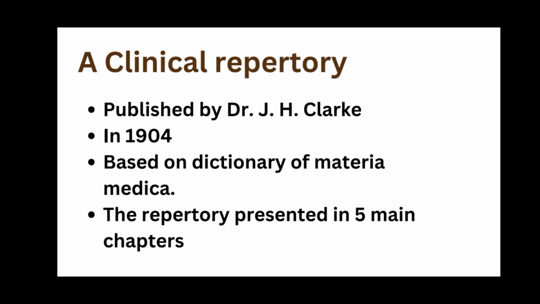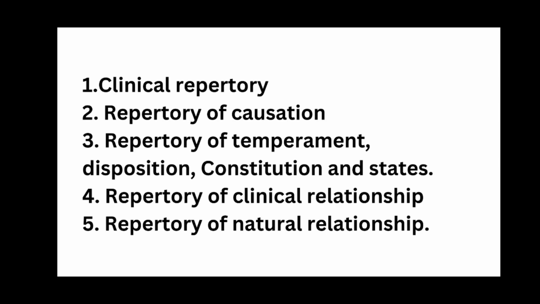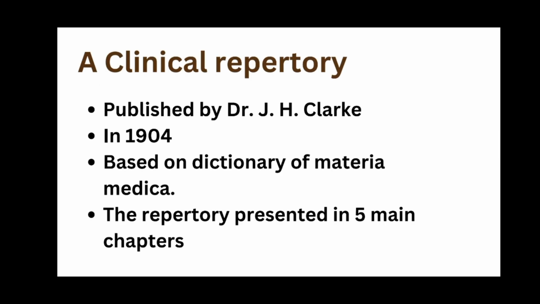Next is Clinical Repertory. It is published by Dr. J. H. Clark in 1904. It is based on the Dictionary of Metramedica by the same author J. H. Clark. The repertory is presented in 5 main chapters. These chapters are: first, Clinical Repertory; second, Repertory of Causation; third, Repertory of Temperament, Disposition, Constitution and States; fourth, Repertory of Clinical Relationship; fifth, Repertory of Natural Relationship. So this is a clinical repertory, it contains 5 main chapters.